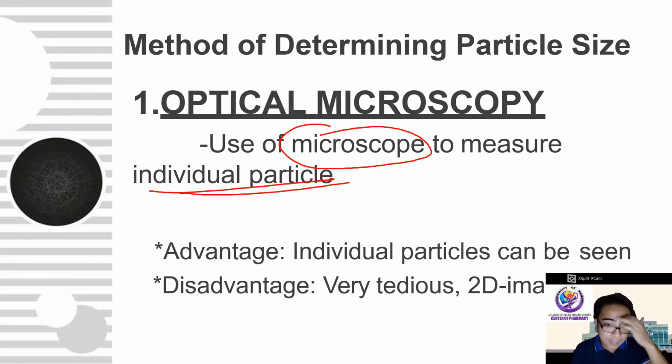Now, of course, class, the advantage here is you can actually see the particles themselves. The problem here, class, is that it's very tedious. That's one. And number two, you only see a 2D image of the particle. So if I look in the microscope, all I will see is just like this. I don't see the 3D structure itself.